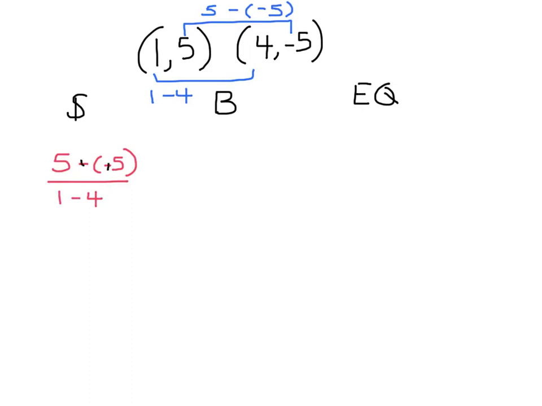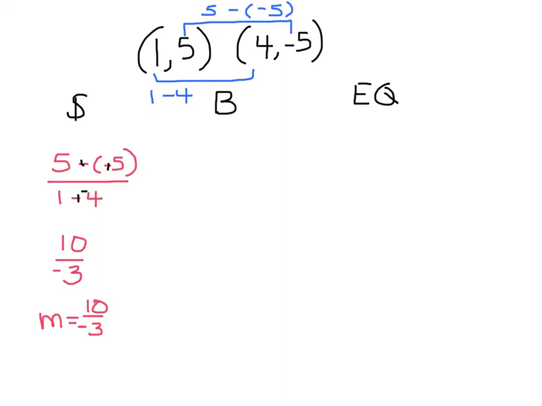Additive inverse gives me 10 over a -3. So my m is equal to 10 over the negative 3. Remember, the negative goes with any part because it's a negative fraction. I'm now going to plug that in to my b.